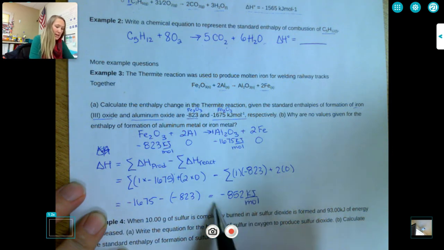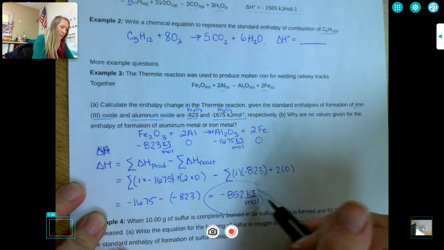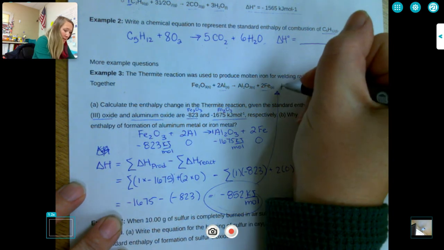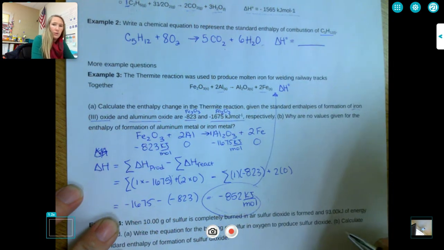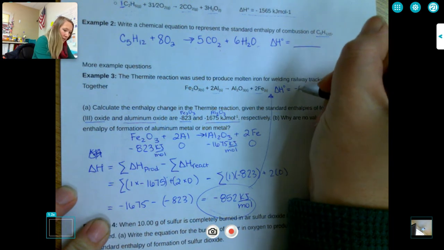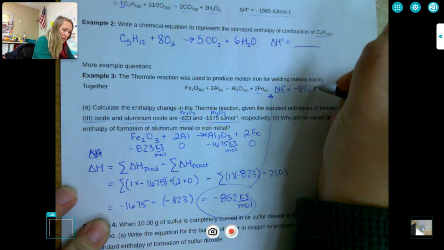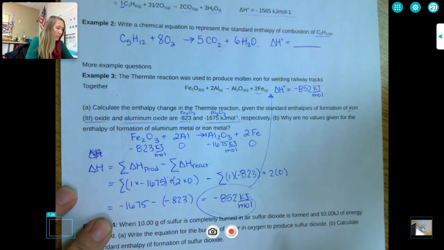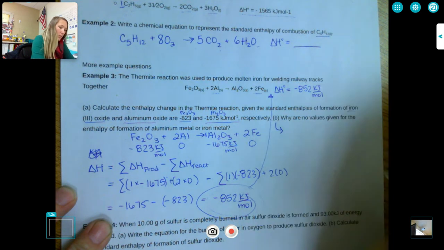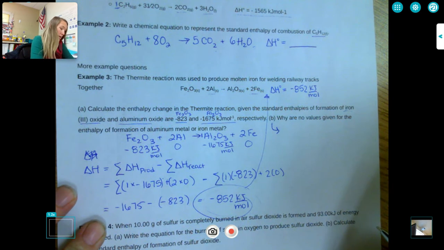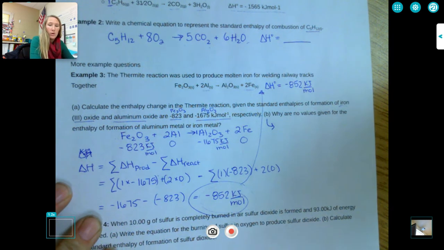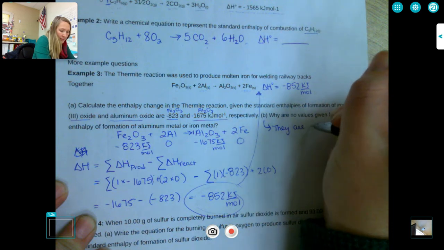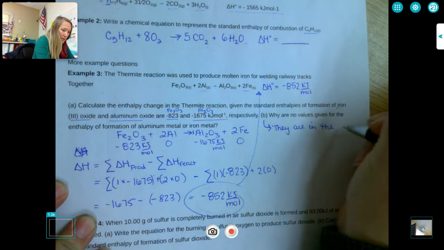Okay, and we'll see this written, this gets put at the end of our reaction. So we would then see that the delta H for this reaction is negative 852 kilojoules per mole. Okay. So then B, why are there no values given for the enthalpy of formation for aluminum or iron metal? Well, that is because they are in their elemental state.